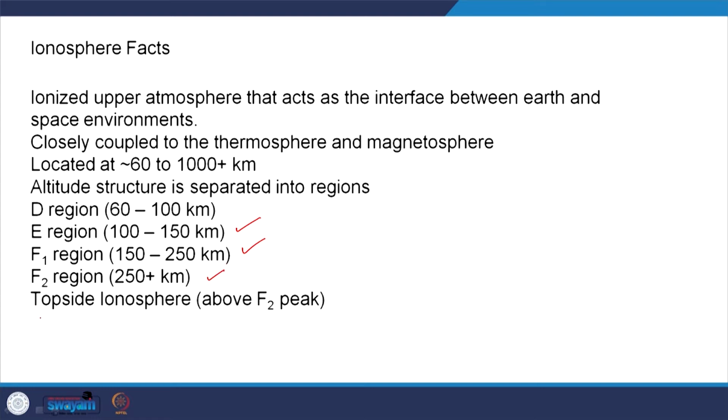Above F2, the layer is generally called the top side of the ionosphere, right. So the point is, the ionosphere can be classified into 4 different regions: D, E, F1 and F2. We will discuss how these layers are different. In all these layers, the common species that exist are just electrons and ions. It's not that different types of species exist in different layers. In all these layers, it's only electrons and ions. Of course, there will be neutral species.